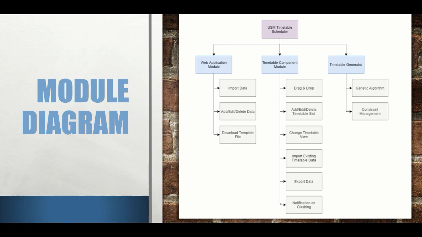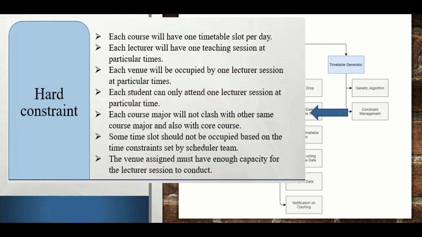The genetic algorithm operators used are random initialization for population, tournament parent selection, uniform crossover, and random resetting mutation. The hard constraints for the timetable generator are: each course will have one timetable slot per day, each lecturer will have one teaching session at a particular time, each venue will be occupied by one lecturer session at a particular time, each student can only attend one lecturer session at a particular time, and each course measure will not clash with other same course measures, and also with core courses.